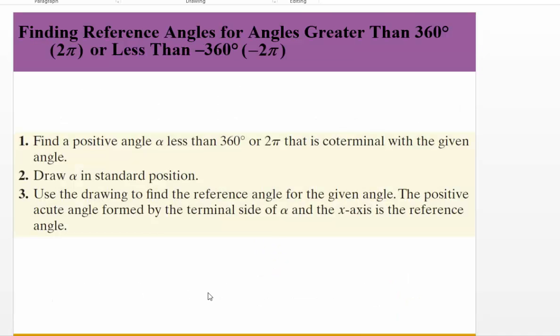Continuing, we're going to be finding reference angles for angles, of course, greater than 360 degrees or 2 pi, or less than negative 360 degrees or negative 2 pi. We do positive or negative.